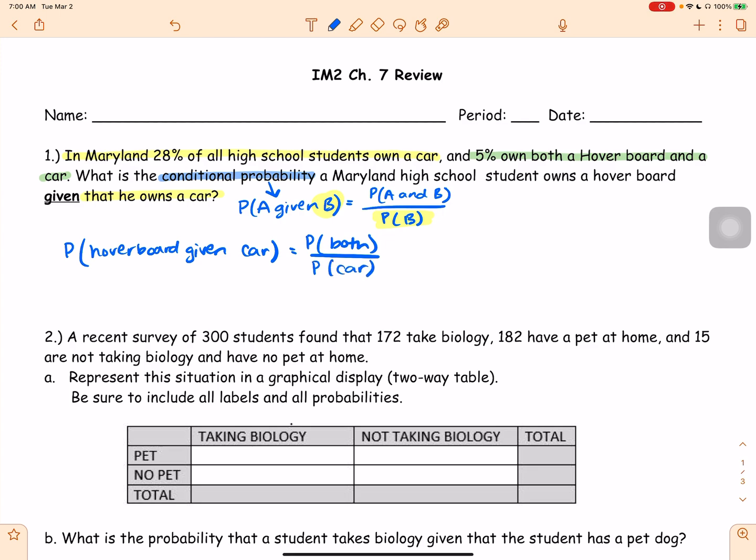So we know that whoever the person is that we randomly select already has a car. What's the chance that all those people who have a car also own a hoverboard? That's what we're going to calculate here. So given car, that is the probability of B. Okay, and that's what goes on the bottom.